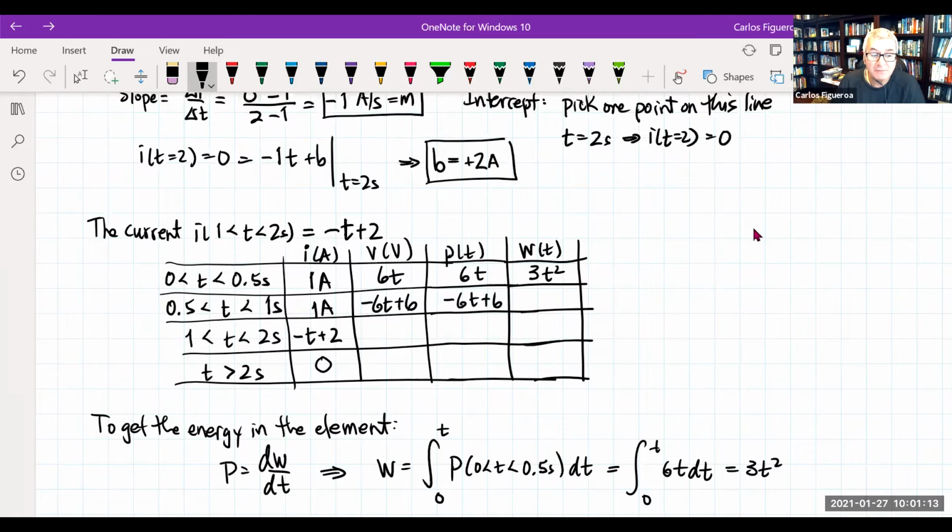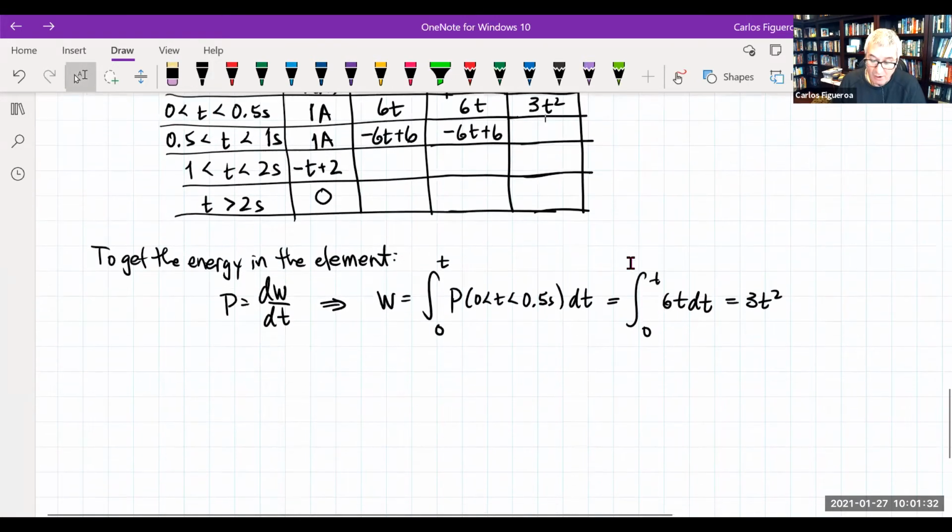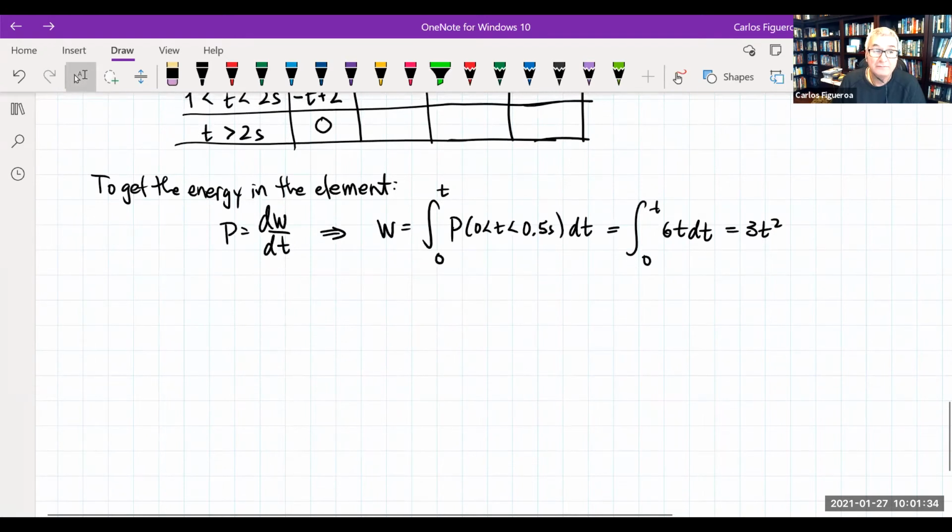Am I going to finish this problem? No. This was essentially a review to remind you that you have to get the linear line equations. So I'm going to leave the rest of this problem for you to do on your own. Okay, so now I'm going to move on to the next one that I want to do. And this one's the more important one.